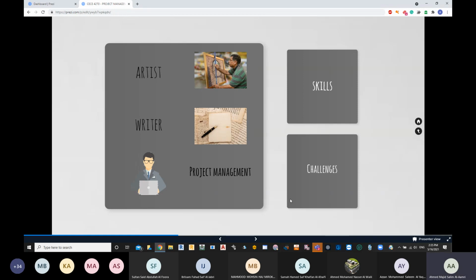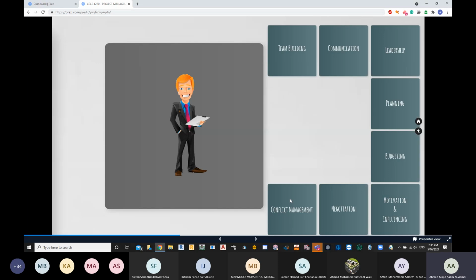There are certain skills that normally a project manager would be known for. You have mentioned some of them already. The first thing is team building. Now, if you have been asked that you are going to be the project manager of this particular project, on what basis are you going to choose your members? Are you going to choose them because they are your friends? On what basis are you going to choose your members?